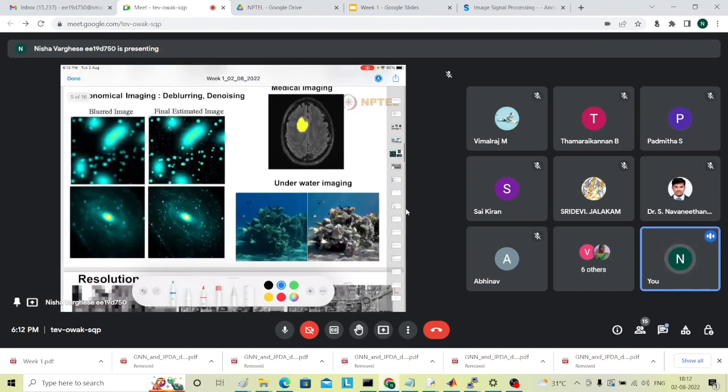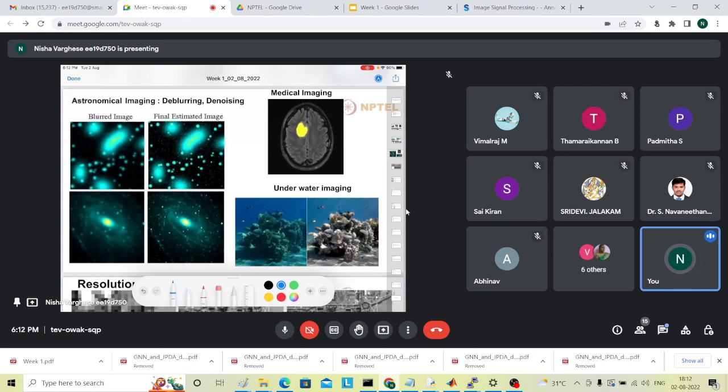Then comes astronomical imaging. There we have deblurring and denoising of the images. The first set of images has some blurriness and noise. So we have to denoise and deblur it to get a clean image. So this is one of the applications. Then comes medical imaging. Medical imaging can be used to detect some malignant tissues, or it can be used to diagnose some diseases.